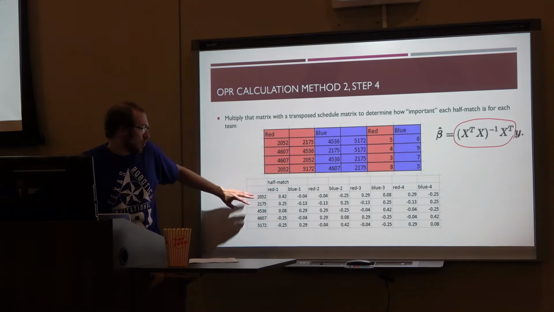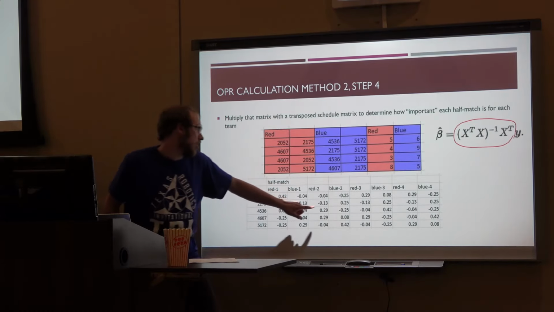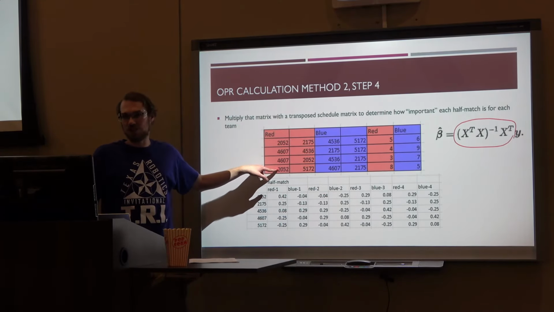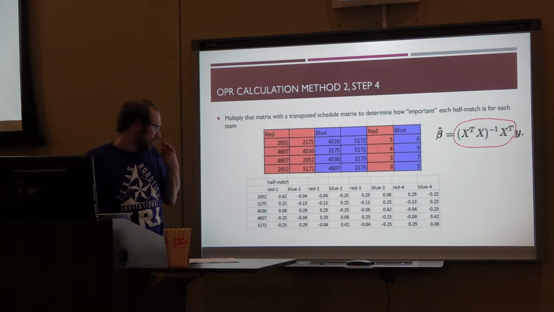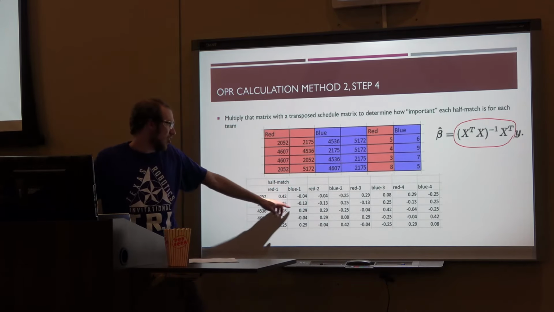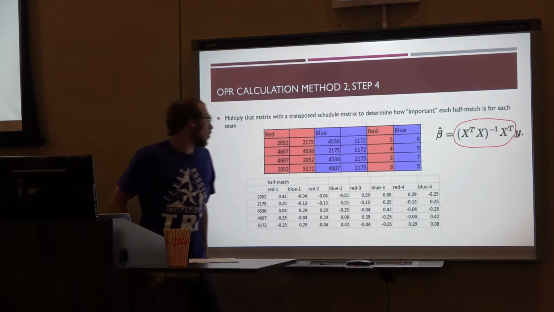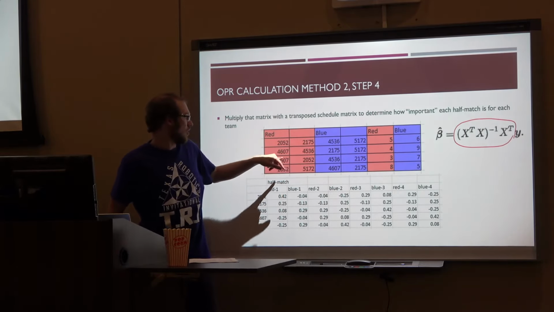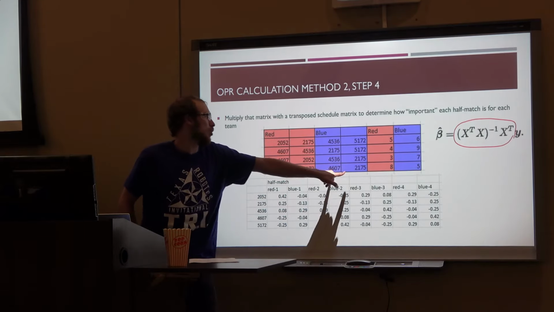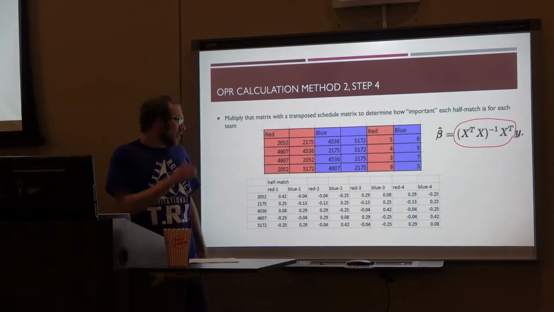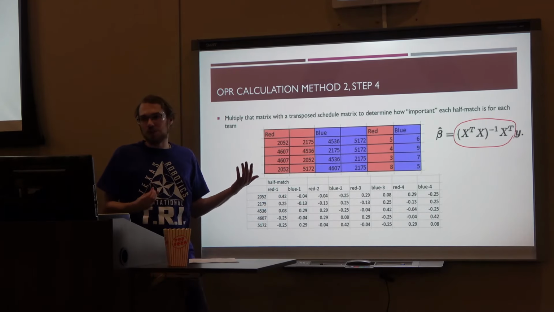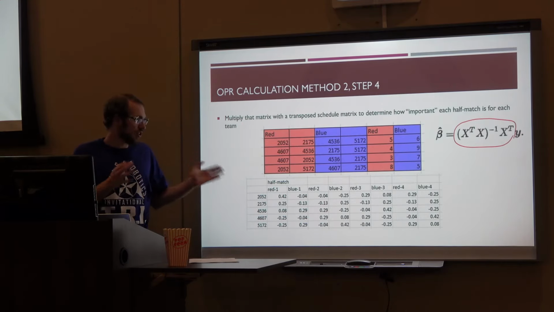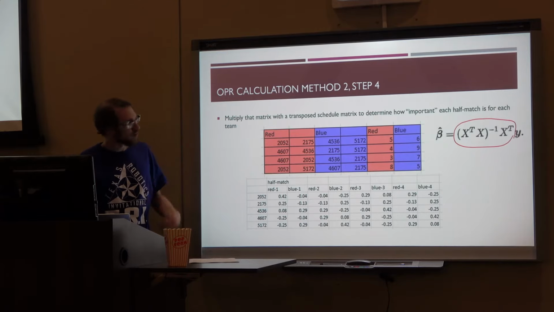So 2052, their most important matches are red 1, red 3, and red 4. And what's in red 1, red 3, and red 4? Those are all matches 2052 is in. Makes sense. The negative matches are like blue 2 and blue 4. Blue 2, we see they've got 2175 and 5172 in them. So those are both partners 2052 has had at some point. And blue 4 is the same, has 4607 and 2175 in there. So that's what all of this is. It's just how important is each half match for your team's calculated contribution.